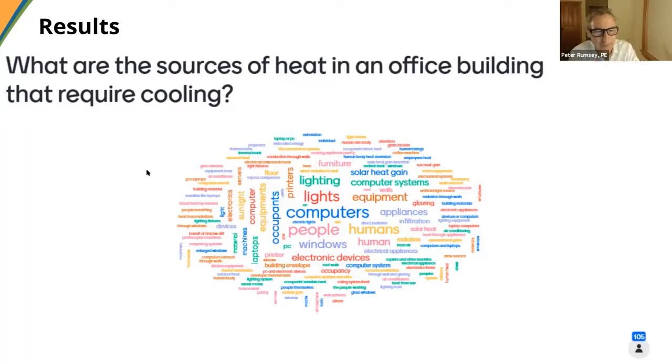And for some of you, the words are going to be a little bit small, but I can read some of them off. So the biggest one is computers, and that's correct. Computers put off heat that goes into the space, and then that's what we need to provide cooling for. People, humans, exactly. People put off heat. Each person is putting off as much heat as a couple light bulbs. Old style light bulbs, not LED light bulbs. It'd be about 10 LED light bulbs. So equipment, computer systems, lighting, correct. Lighting puts off heat.